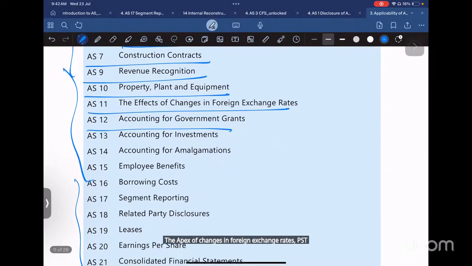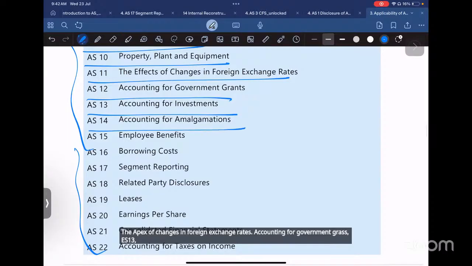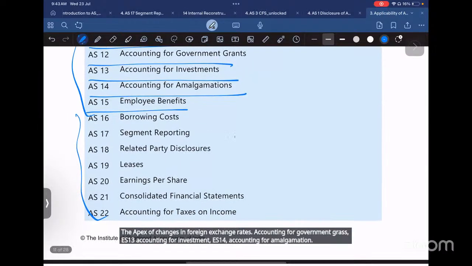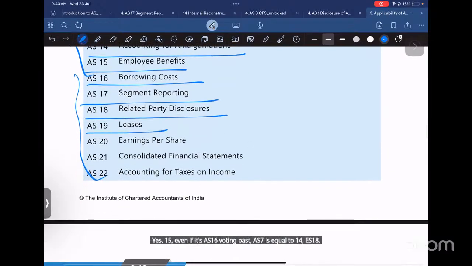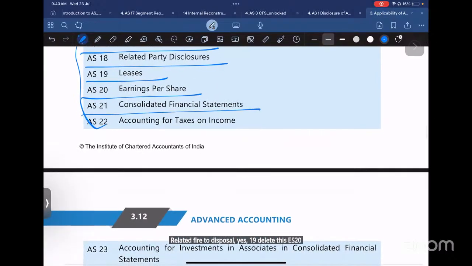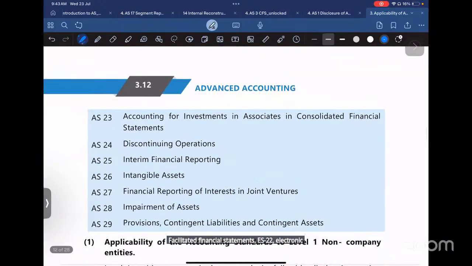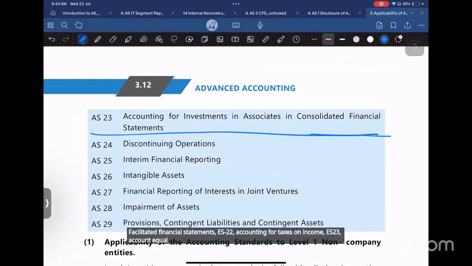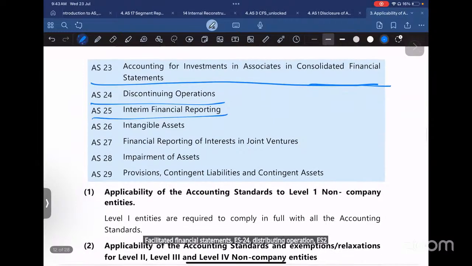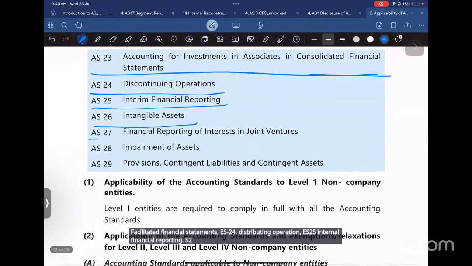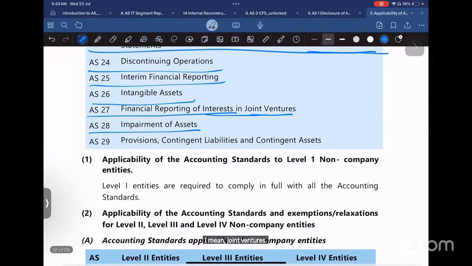AS12, accounting for government grants. AS13, accounting for investment. AS14, accounting for amalgamation. AS15, employee benefits. AS16, borrowing cost. AS17, segment reporting. AS18, related party disclosure, AS19 leases, AS20 earning per share, AS21 consolidated financial statements, AS22 accounting for taxes on income, AS23 accounting for investment in associates in consolidated financial statements, AS24 discontinuing operations, AS25 interim financial reporting, AS26 intangible assets, AS27 financial reporting of interests in joint ventures, AS28 impairment of assets, AS29 provisions, contingent liabilities and contingent assets.